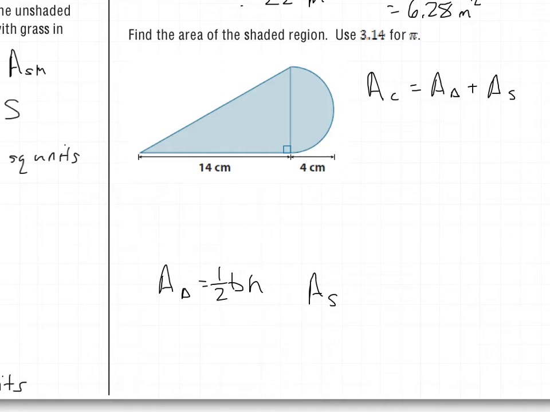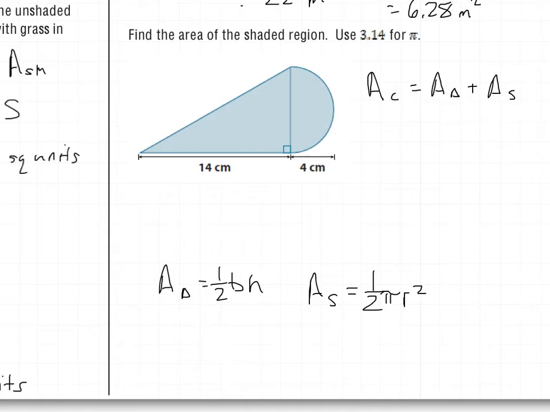So the area of the triangle would be 1/2 of base times height. The area of the semicircle, again, its full circle would be pi times radius squared, but it's half of a circle, so I want 1/2 of pi r squared. Now we need to identify the base and height of the triangle and the radius of the semicircle. The radius should be pretty easy to find. The base and height of the triangle may be a little bit trickier. See if you can determine with your teammate all 3 of those values and plug them in.